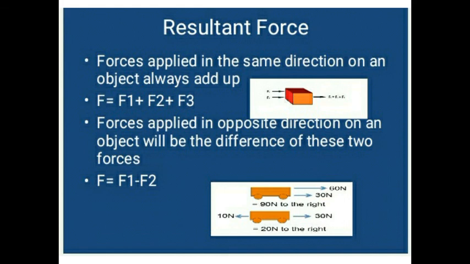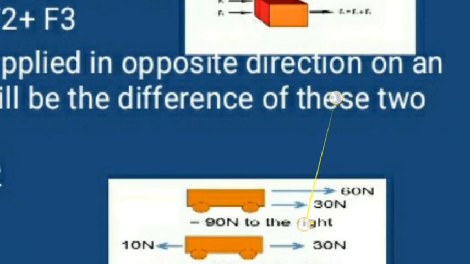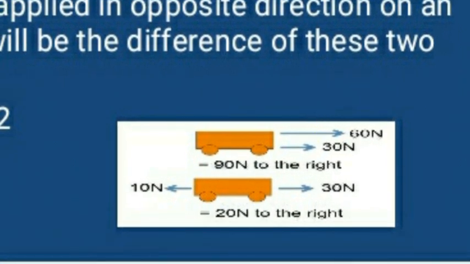Now there are certain examples. See, here is one example. The forces applied on that object are 60 Newton and 30 Newton. Both forces are applied in the same direction. Whenever they are applied in the same direction, these forces are added up. Means 60 plus 30, we get the total resultant force, 90 Newton to the right.